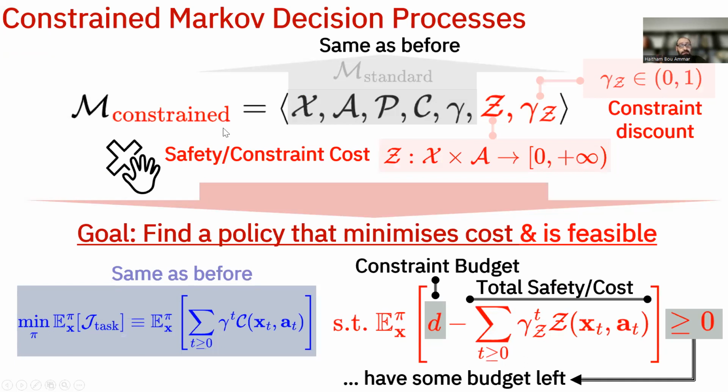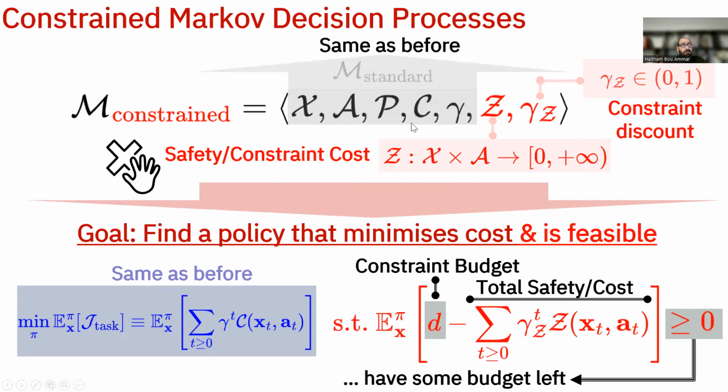So a constrained MDP is the standard MDP, but we augment two new things to it. One is Z and the other is gamma Z. Z is a safety cost or a constraint cost. So Z is similar to the C cost, but it defines another cost function related to constraints or to safety.